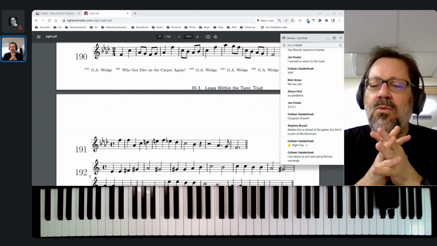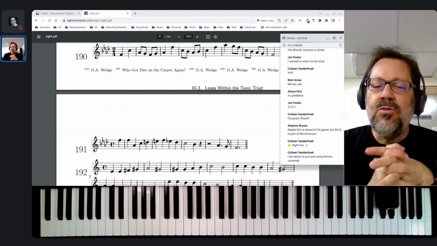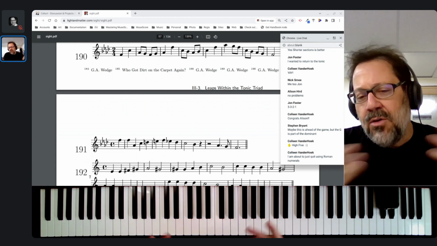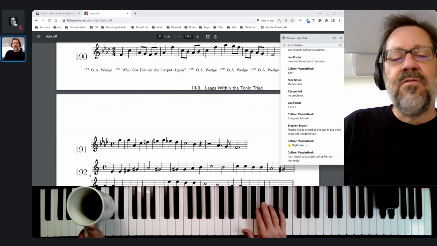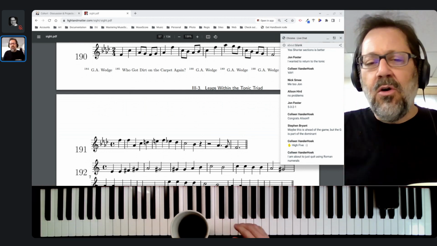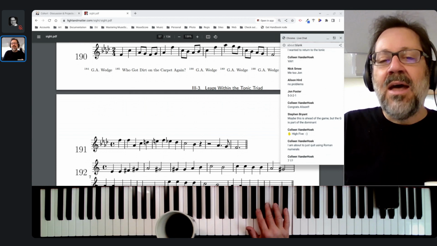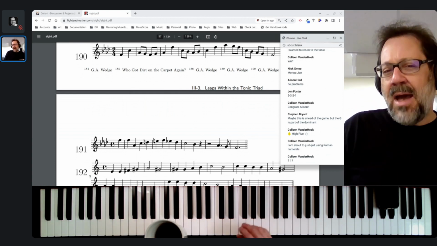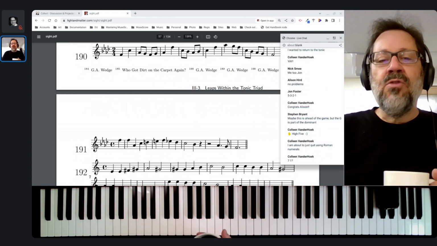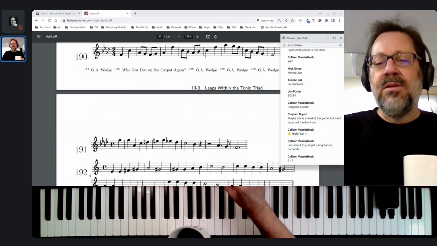And Colleen asks, why would you quit using Roman numerals? They're going to be really useful. Well, you'll see as we get into the harmony stuff going forward into the chords. Hopefully you'll find them more useful. When we go back to the harmony course, which I want to do after this course, we're going to get really deep into that.